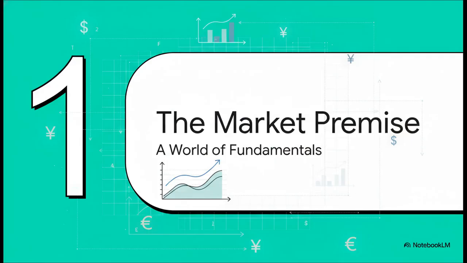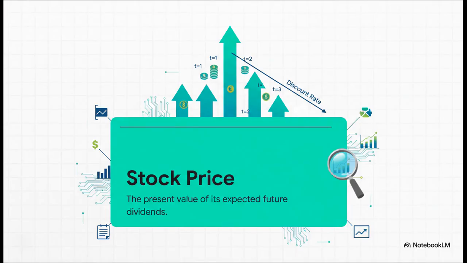Okay, so to really get this puzzle, we have to start with the big idea that for decades was the foundation of financial economics. What is a price actually supposed to represent? So the core idea is actually pretty straightforward. A stock's price today is supposed to be nothing more than the value of all the future cash it's expected to give back to its owners. Its dividends. You just take all those future payments and discount them back to what they're worth right now. The point is, the value is anchored to something real, the company's power to make actual money.